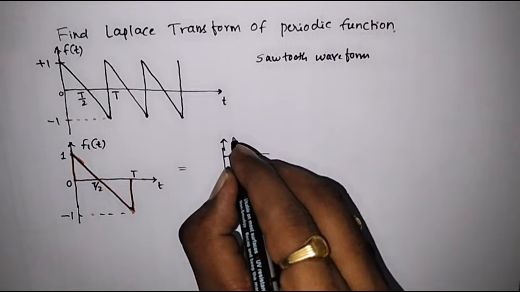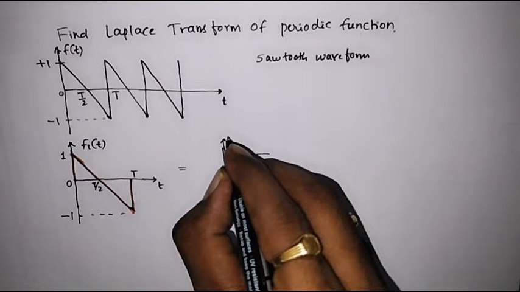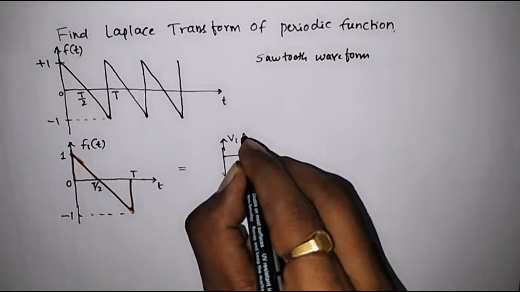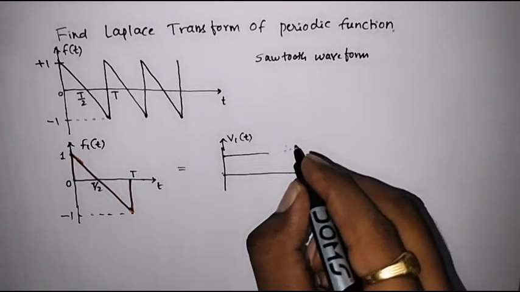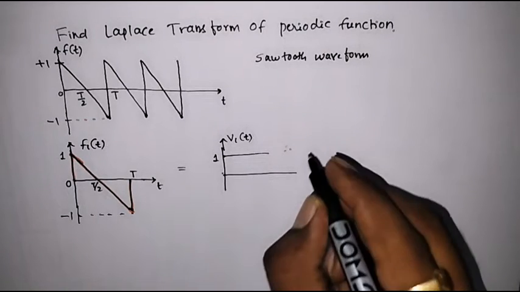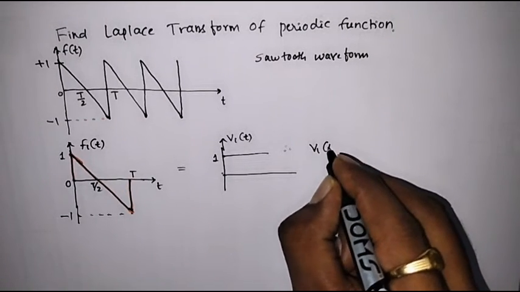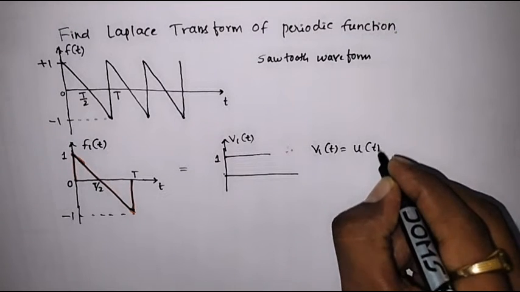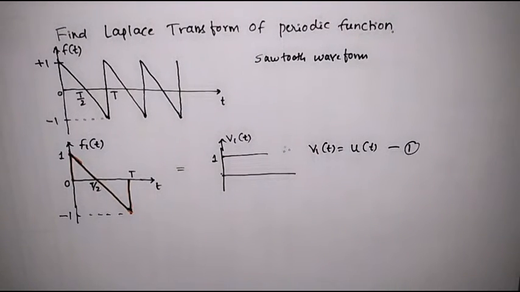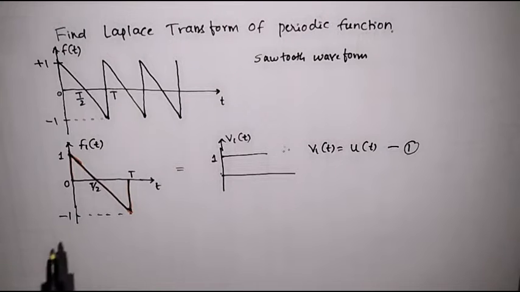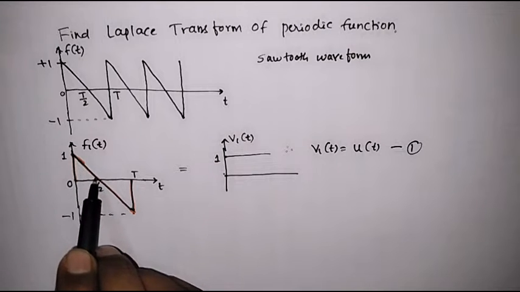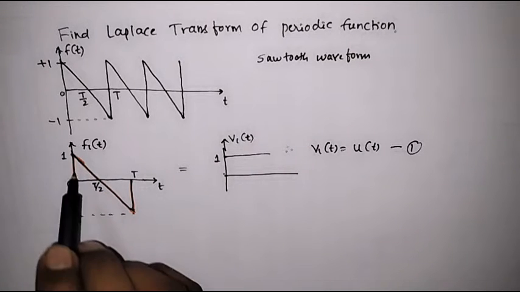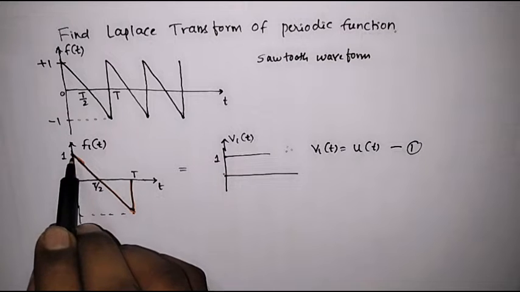This I will call v1 of t. Therefore I can write the magnitude of the step signal is 1, so v1 of t is equal to u of t. I will call it the first waveform. Now we can observe that then there is a negative ramp signal which began at t equal to 0 and started from amplitude 1.